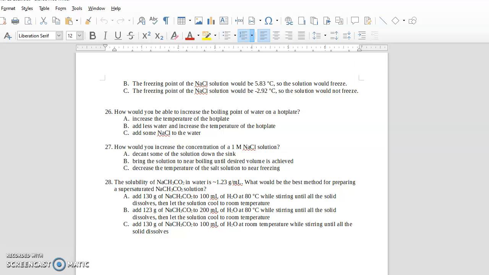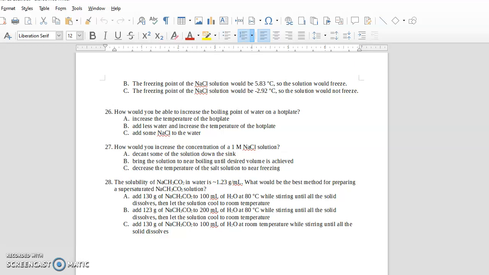27. How would you increase the concentration of a 1 molar sodium chloride solution? And the answer is B. Bring the solution to near boiling until the desired volume is achieved. So essentially you're boiling off the water, concentrating the salt in the solution.